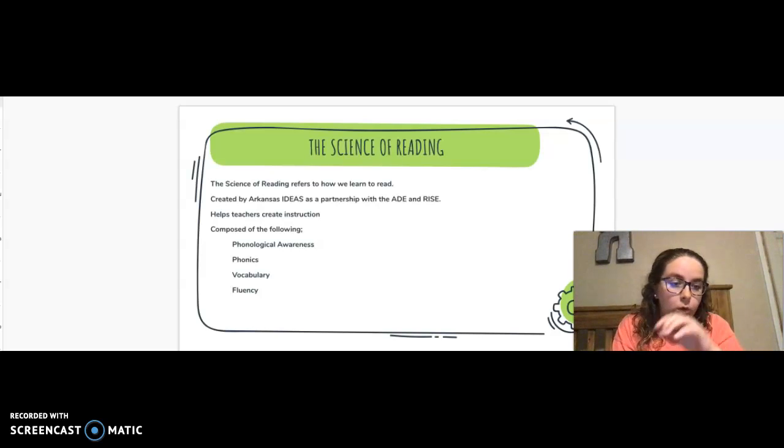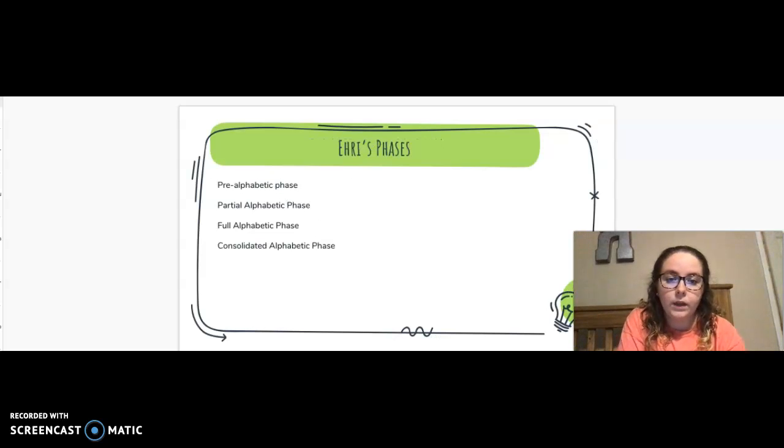And it is broken into 4 theoretical models, which we're going to start out with Ehri's phases. It includes the pre-alphabetic phase, and that's before the students know how to read. They use logos and such to understand and name things. So they see like a bag of Cheetos in the pantry and they associate that with Cheetos because they have associated the logo with the representation.